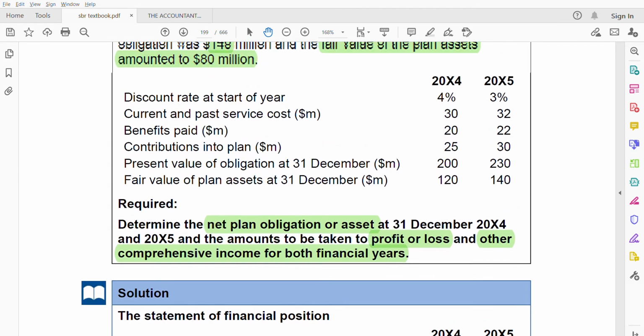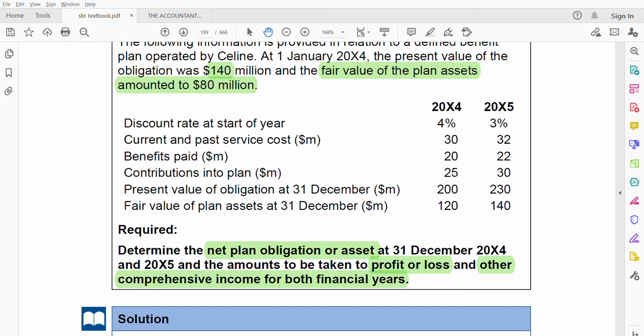So the solutions. Now you tell me what things will go in the statement of financial position, which we studied in the chart above just now? Three things: plan obligation, plan asset, and asset ceiling. So for that, which amount will go? The closing balance. The closing balance of the plan obligation and plan asset will go there, right?